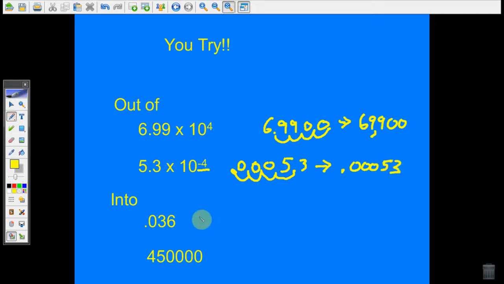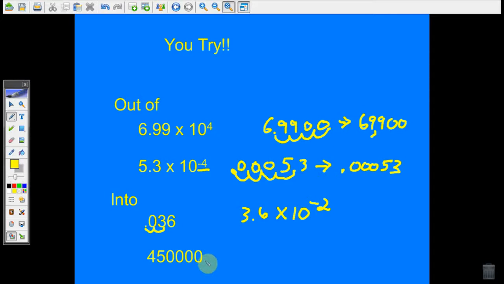Now converting into scientific notation. I'm going to move the decimal 2 places, so we get 3.6 times 10. Now we have to look at, do we have a small number less than 1 or a large number? This is a number less than 1, so we're going to have a negative exponent. And we moved it 2 places.